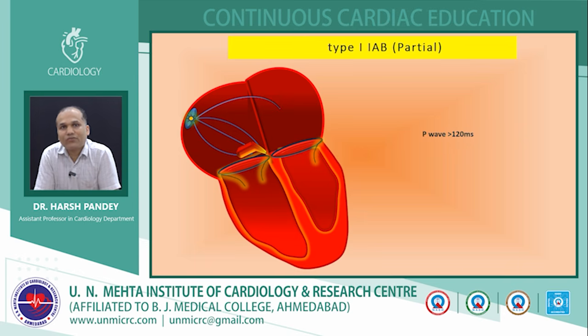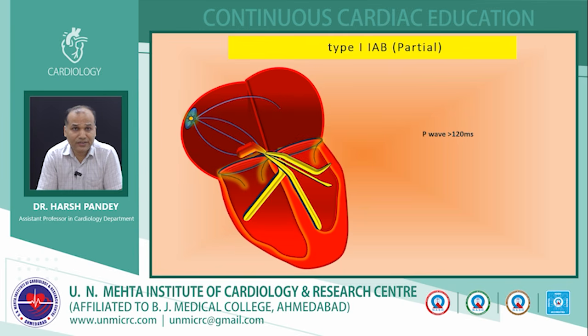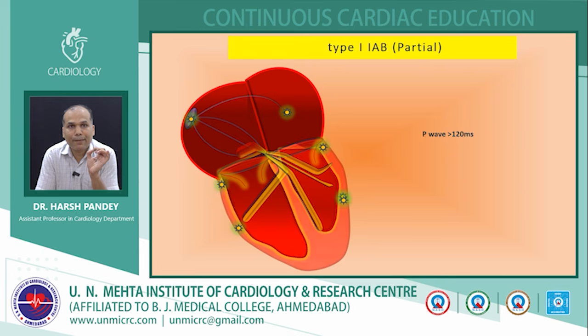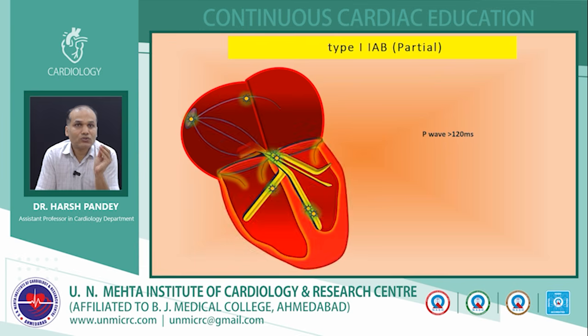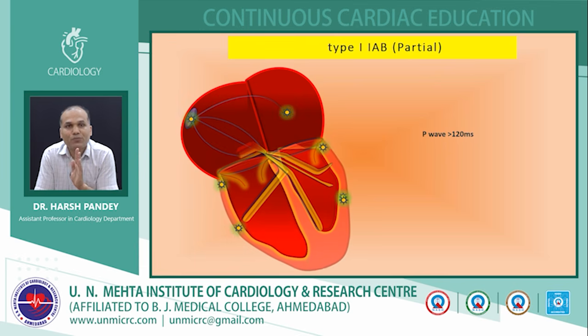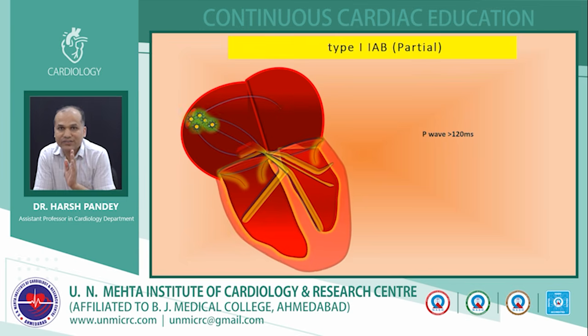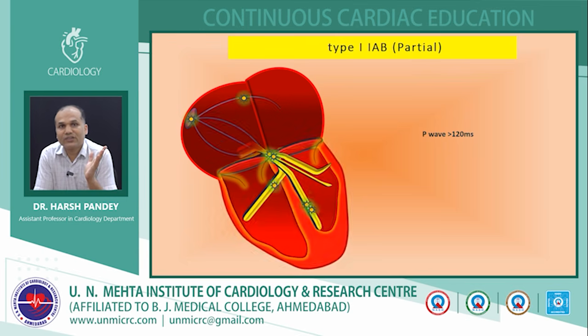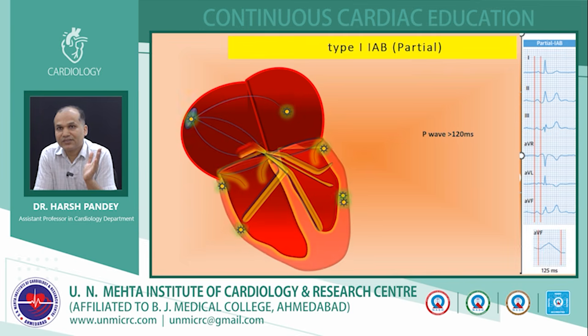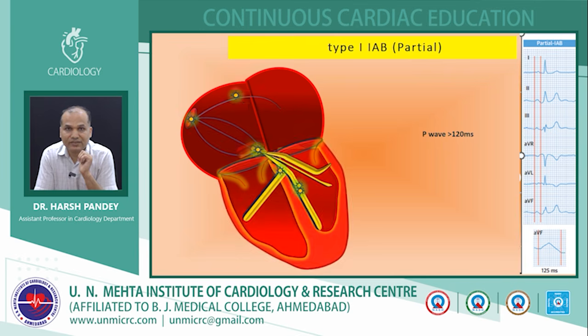So there are 3 types of interatrial block. The type 1 is termed a partial interatrial block. So what has happened here? You can see this is the system, 3 internodal fibers, and one is the Bachmann bundle. There is some fibrosis over the interatrial fibers of the Bachmann bundle. Because of that, the impulse will travel slowly from the right atrium to the left atrium. Because of slower conduction, the P wave duration will increase by more than 120 millisecond, which you can measure in the inferior leads. In this particular example, the P wave was 125 millisecond.